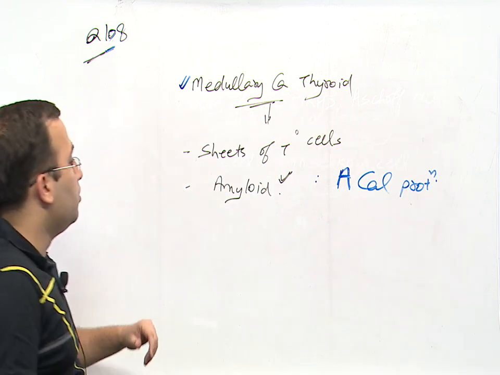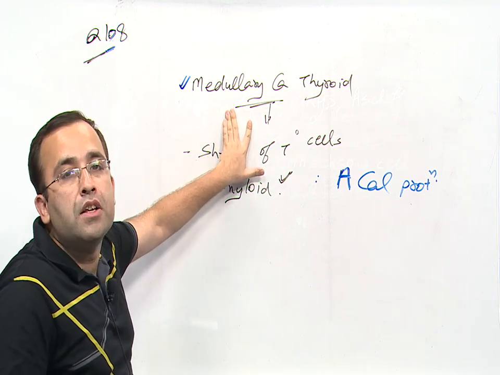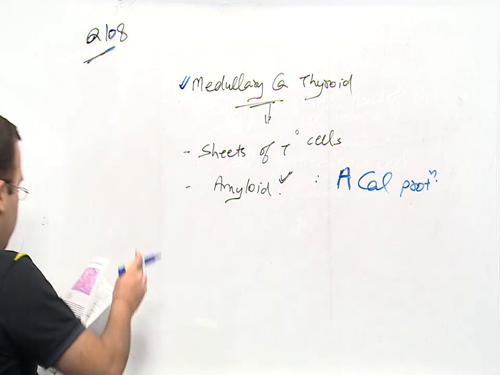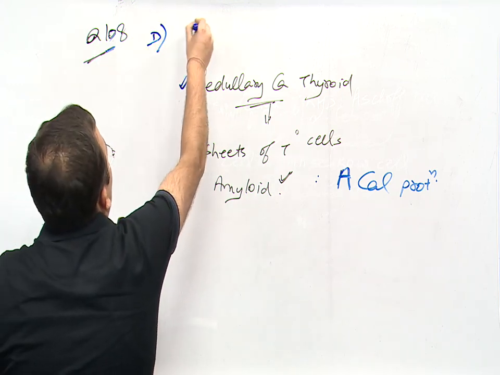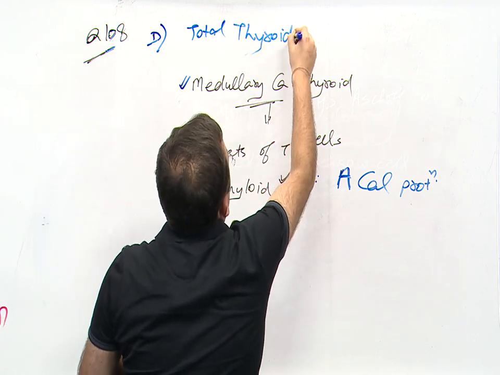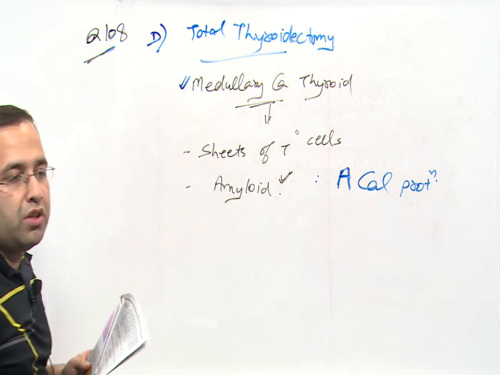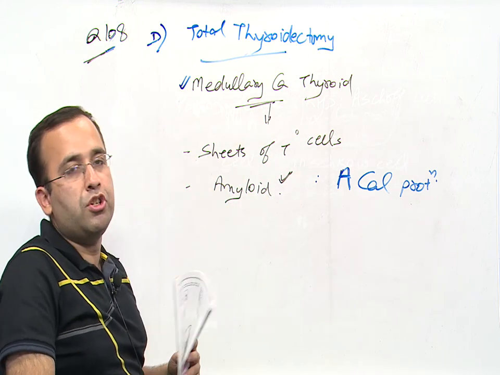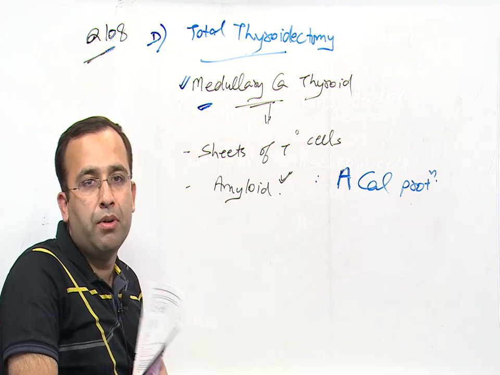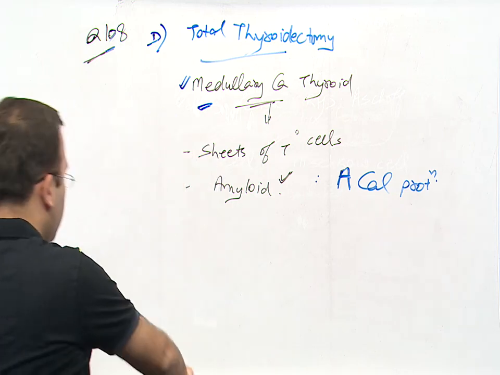Okay, sorry. So once you know that the diagnosis is medullary carcinoma thyroid, then the answer is obvious. That is D, total thyroidectomy. So the main thing in the question is recognizing the image as medullary carcinoma thyroid. Next, question 109.